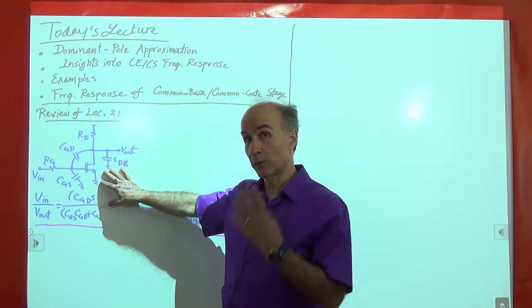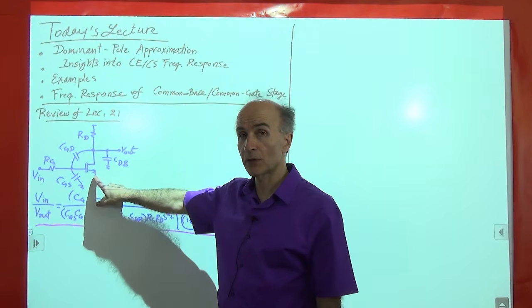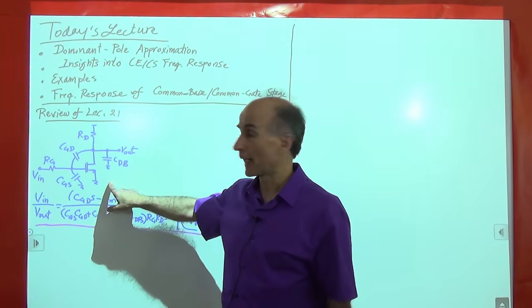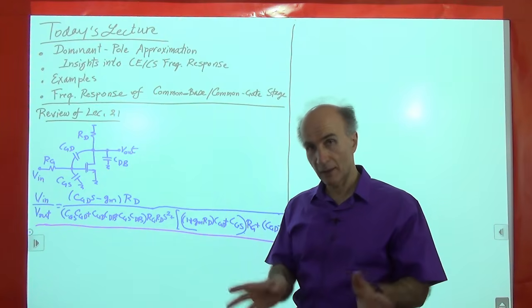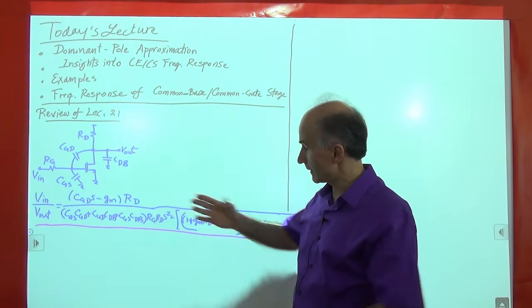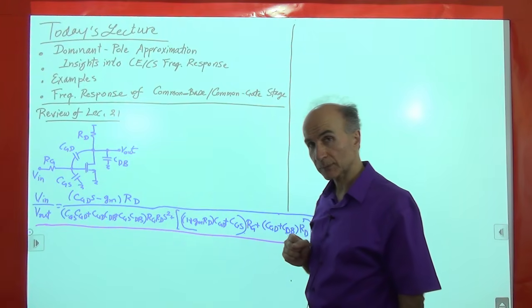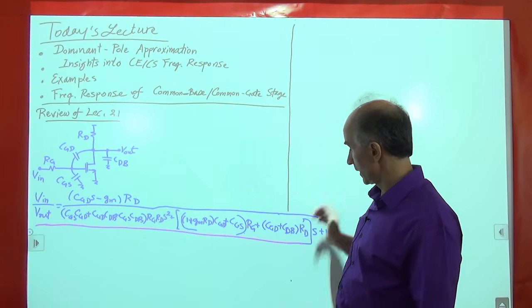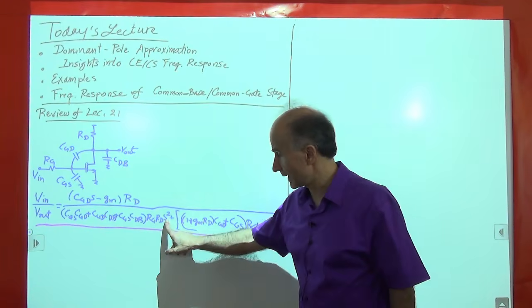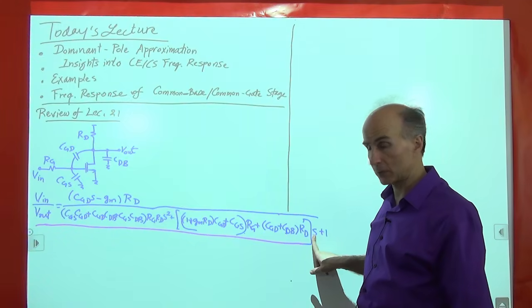We identified 4 capacitors for the MOSFET, but one of them goes from the source to bulk, so that's gone, and we have only 3 capacitors. So we wrote 2 KCLs, we solved them and so on, and this is the resulting transfer function that we have. Okay, so it's a pretty big transfer function. It is of second order. You can see that in the denominator we have s squared and s. We do not have s cubed.